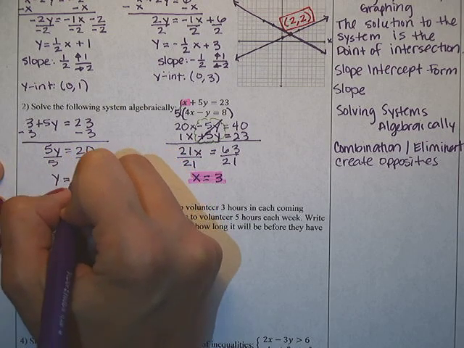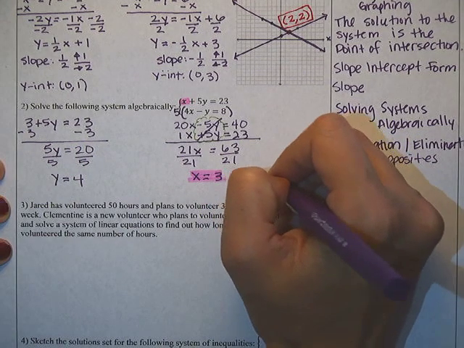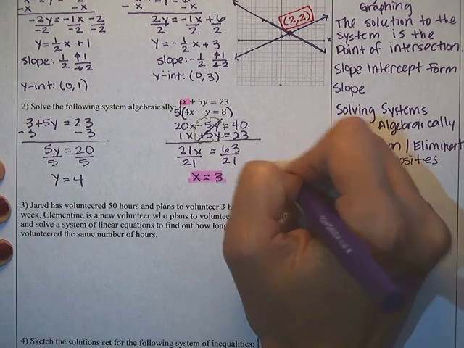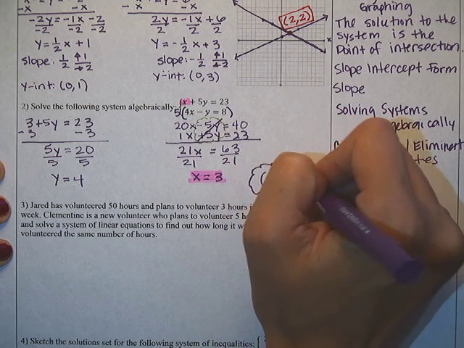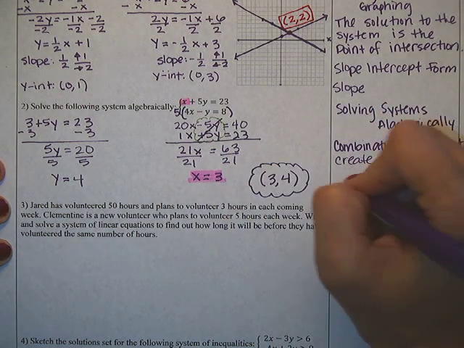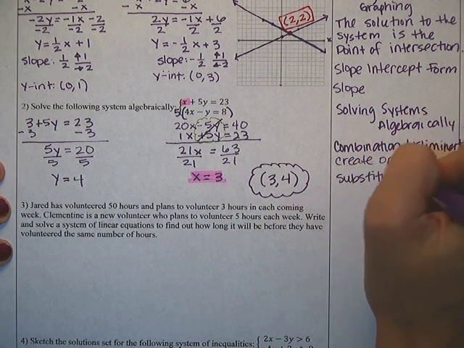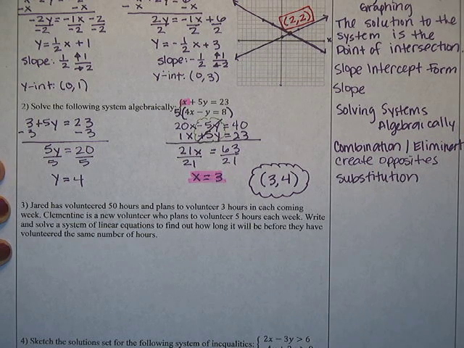And y equals 4. And you have to write your solution as an ordered pair. So the solution for this one is (3, 4). Make sure that you put your x value first. So we can add here substitution, which is actually the next method of solving systems algebraically.